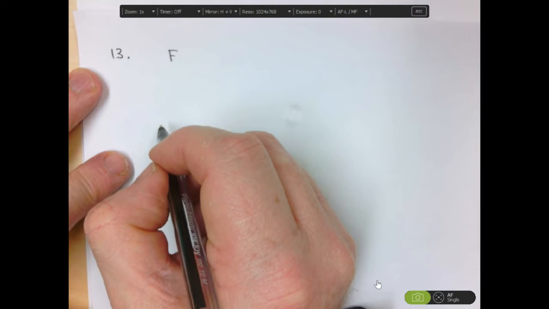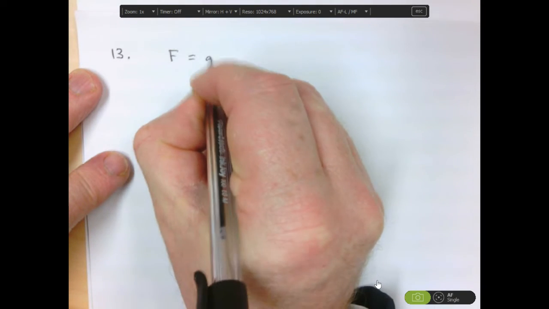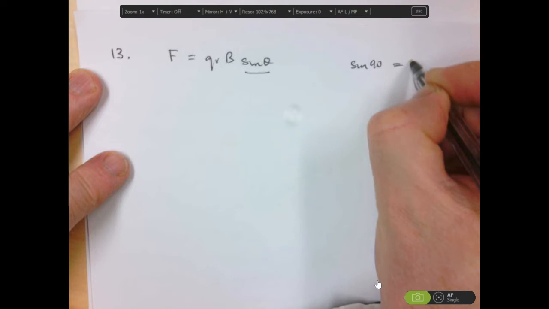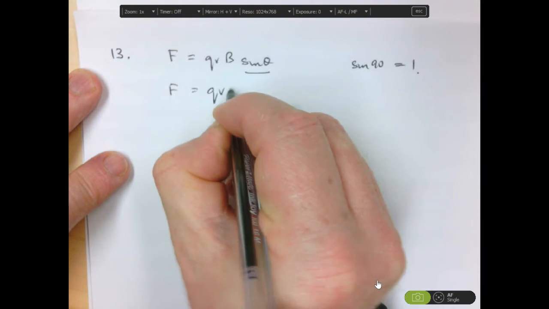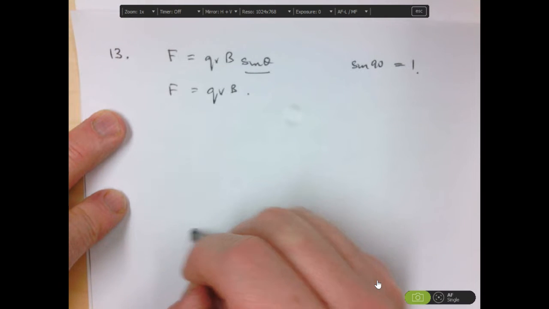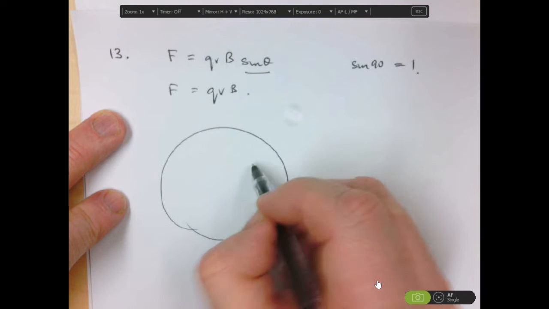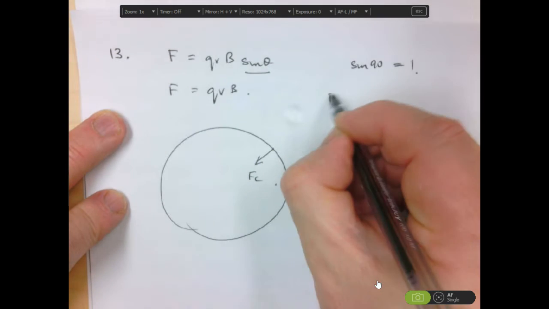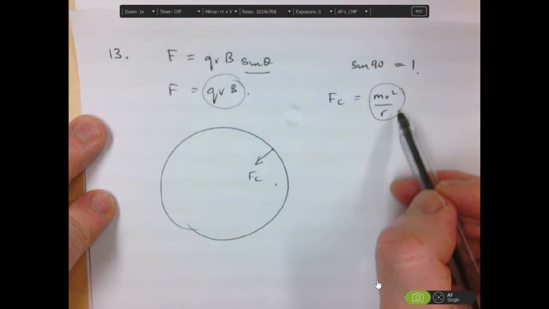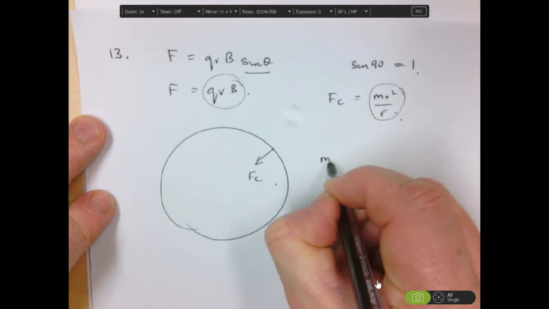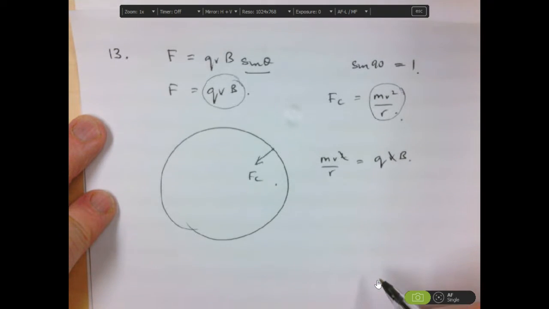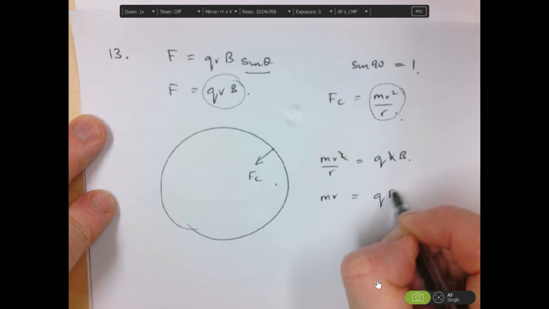So the force on a charged particle in the presence of a magnetic field is given by QVB sine theta. Now it says perpendicular, so it's going to be sine of 90, and that will equal 1. So we're going to look at this as just being QVB. Now, that force is the force that will make it go in a circular path. And this force will be the centripetal force. So we know that the centripetal force is mv squared on r. So the force needed must be supplied by the centripetal force. Combining those, you get mv squared on r equaling qvb. We can cancel a velocity here, and we get mv equals qbr.